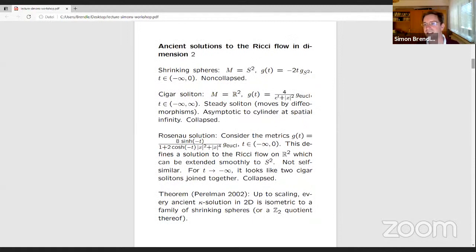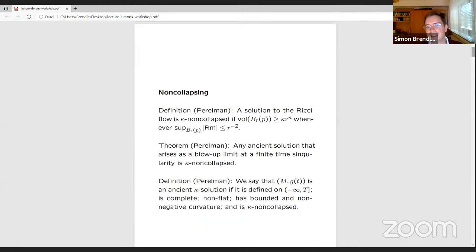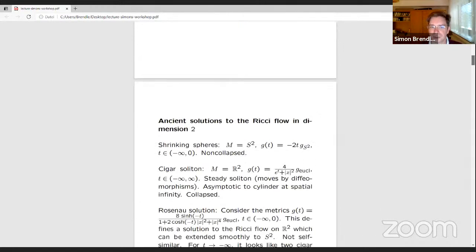Okay, so this is basically the natural class of objects that we want to look at. And of course, the reason this is a natural class of objects is that these are exactly the properties that we expect to be satisfied on a blow-up limit. And indeed, Perelman proved that in 3D, you can rescale around any sequence of points with curvature going to infinity, and you will get such an ancient kappa solution.